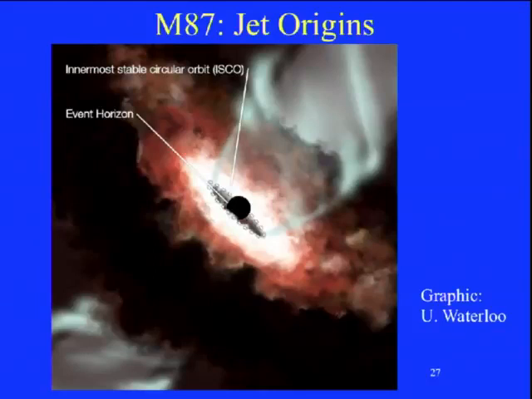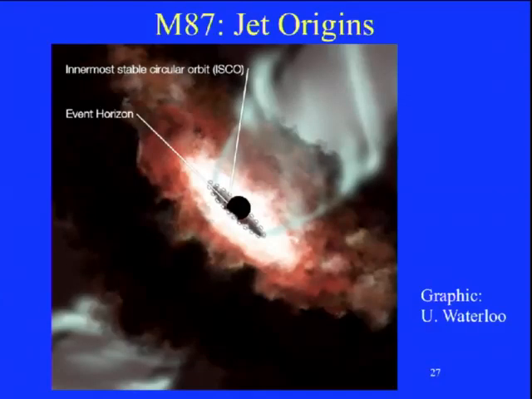Because remember that innermost stable circular orbit that I told you about? That's the point where the temperature is the hottest, the density is biggest, and the magnetic field lines are the most condensed. That's where the foot point of the jet is going to be. That sets the scale for the size of the base of the jet. So here's the event horizon, and there's the innermost stable circular orbit. And we set the size that we measured to the size of the ISCO.